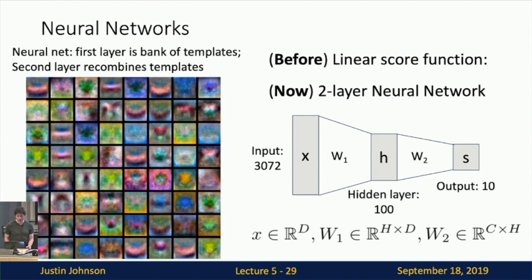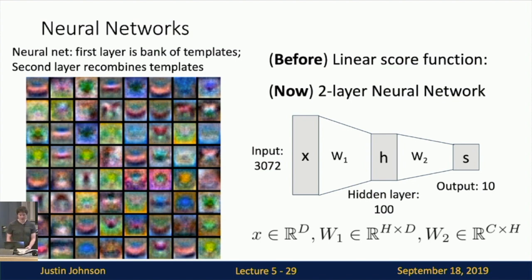Well, now we can interpret the first weight matrix of the neural network in a very similar way, where the weight matrix in that first layer, W1, also learns a set of templates. And one way that we can interpret the values in the hidden layer is as how much each of our learned templates responds to the input image X.